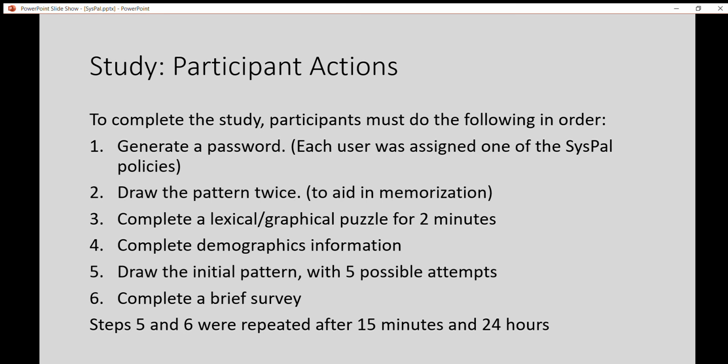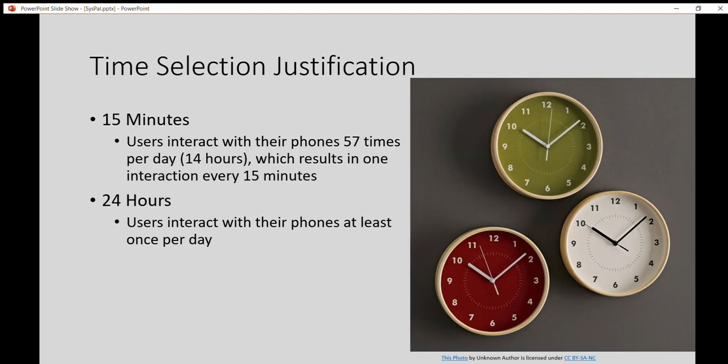Afterwards, they would complete a brief survey. After participants were able to complete these steps, steps 5 and 6 of drawing the initial pattern and completing a survey were repeated after 15 minutes and after 24 hours. In this study, 15 minutes was selected based on the assumption that users interact with their phone 57 times a day, where there are 14 waking hours in a day, resulting in about 1 interaction every 15 minutes. So this is the typical period that users would go between interacting with their phone in real life.